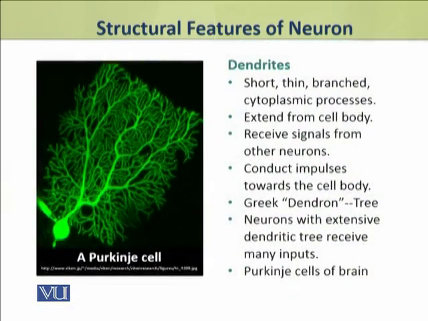Dear students, the dendrites are short, thin and branched cytoplasmic processes. They extend from the cell body and receive signals from other neurons, and after receiving these signals, they send these signals to the cell body.